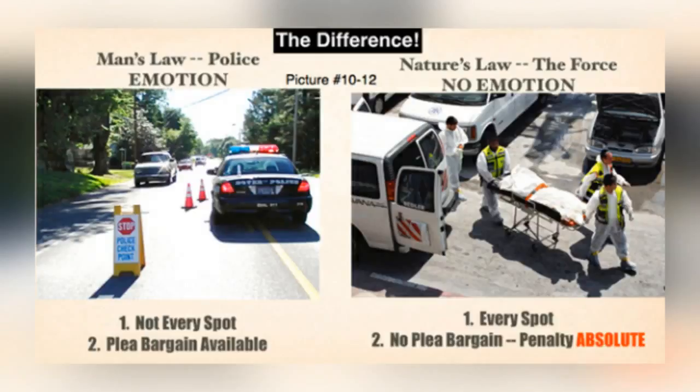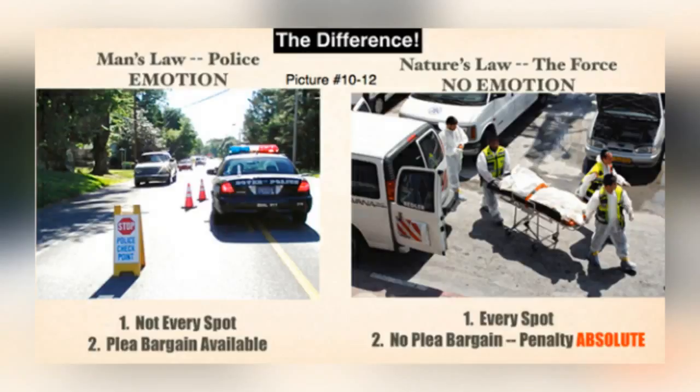The difference. Man's law, police. Emotion. 1. Not every spot. 2. Plea bargain available. Nature's law, the force. No emotion. 1. Every spot. 2. No plea bargain, penalty, absolute. 1. A police officer's decision, man's law, is always going to include emotion regardless of the police officer's effort to exclude it from his or her decision to issue a traffic violation ticket or not to issue the ticket.